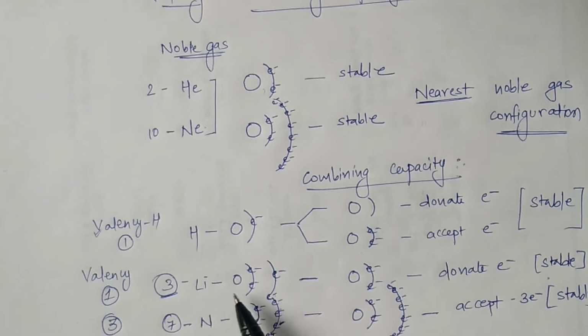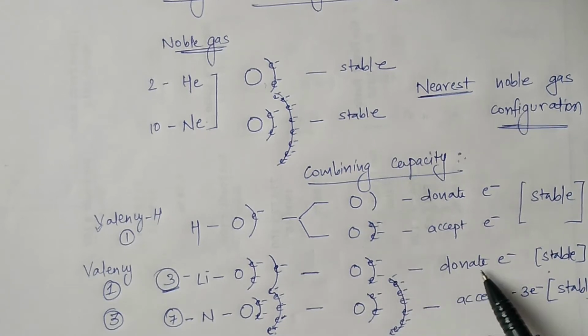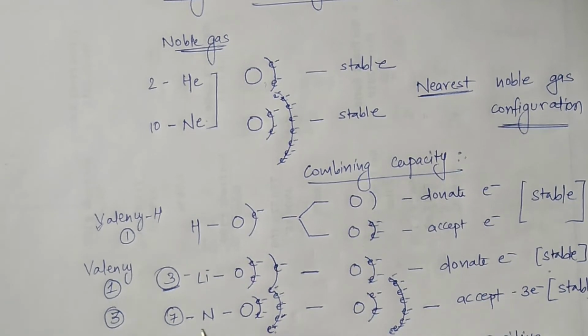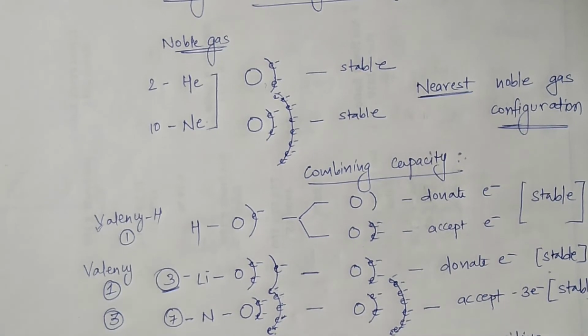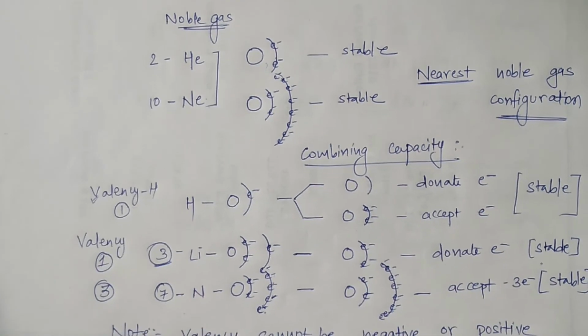Similarly, lithium, recently we took the example. Alright, it has the ability to donate electrons. So valence electron and valency both are one and the same. Then comes nitrogen, 7, that means 5 valence electrons, and it has an ability to accept 3 electrons. So the valency will be equal to what? Valency will be equal to 3.